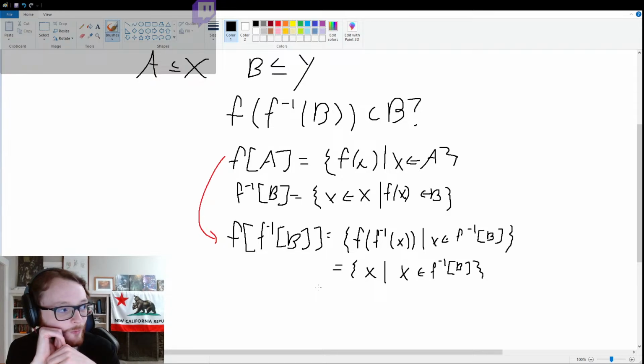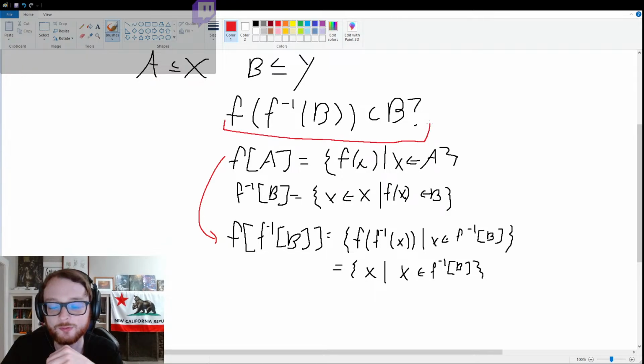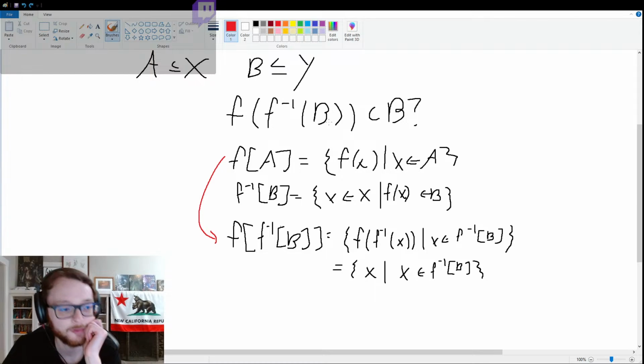I'm kind of confused. Just intuitively, if this thing is true, doesn't that mean that some elements are getting dropped as we map back and forth? And that just seems so weird. Like, how do we permanently lose an element just by applying the function in one direction and then the other?